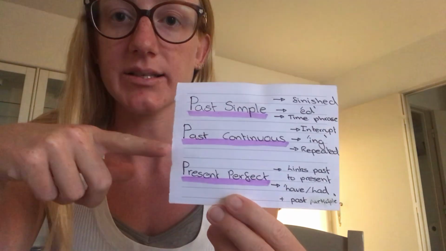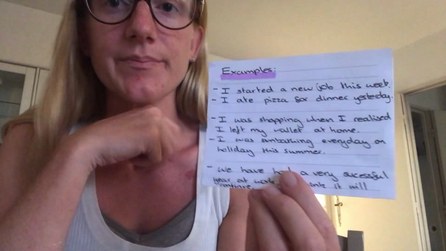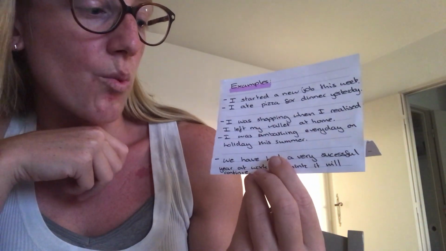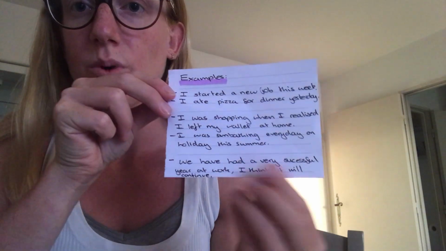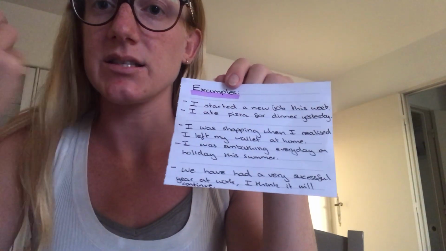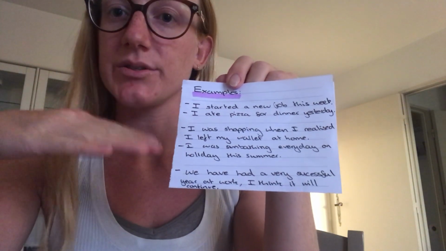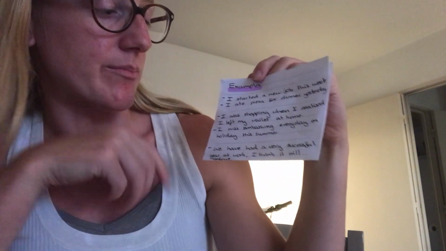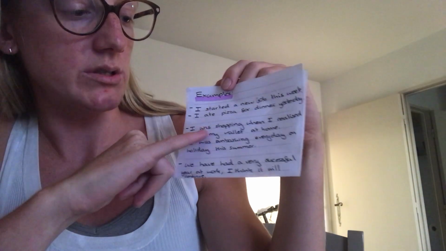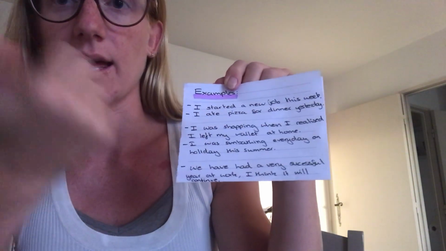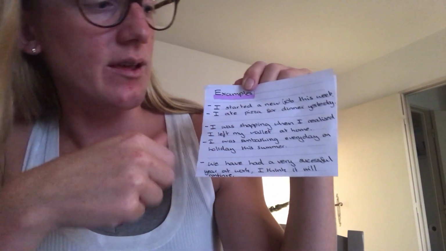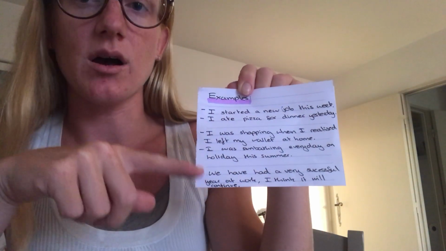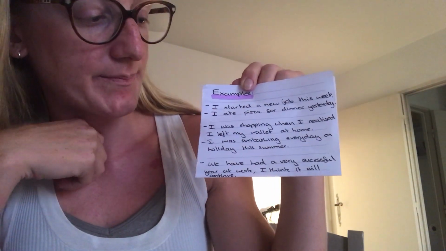We use the past continuous for an interruption. I'll give you an example. So I was shopping when I realised I left my wallet at home. This is an interruption. My shopping stopped because I did not have my money. We have the past continuous I was, our verb shop, and with ing on the end. And the interruption is marked by the use of when.